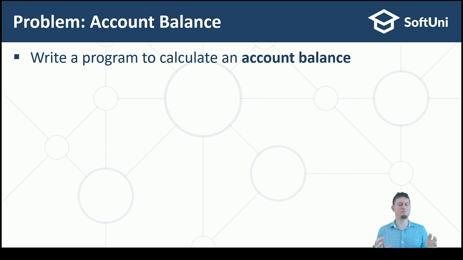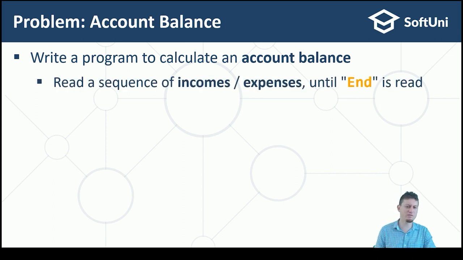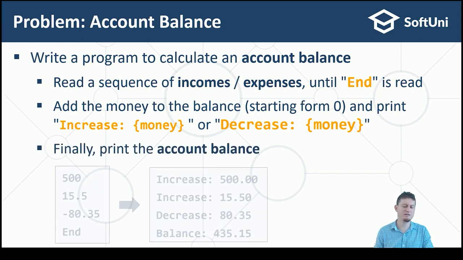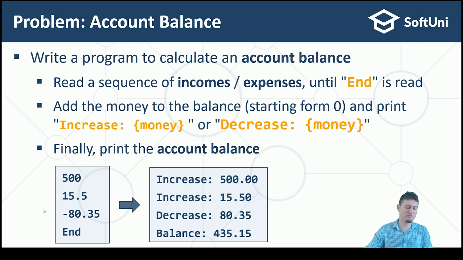Account balance is the next problem. It's about writing a program to calculate an account balance. We start from balance 0, we read incomes or expenses. Positive numbers are incomes, negatives are expenses. And we print increase the money and decrease the money. Finally, we print the balance. Just see the example, it's easier to understand it.